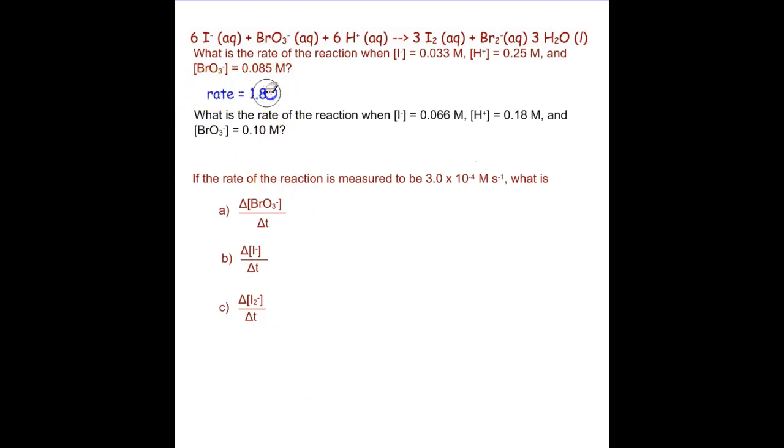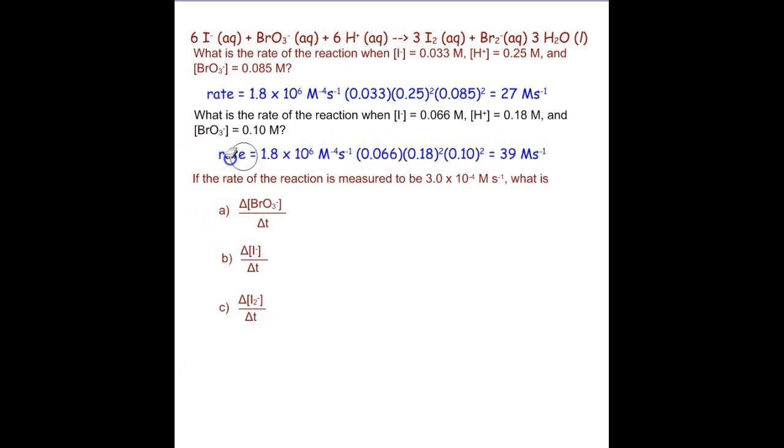So now I know that my rate is my rate constant times my iodide to the 1st power times my hydrogen ion to the 2nd power times my bromate to the 2nd power, and that gives me how fast it's going. Pause and try the second one. All right, this is what I ended up with.